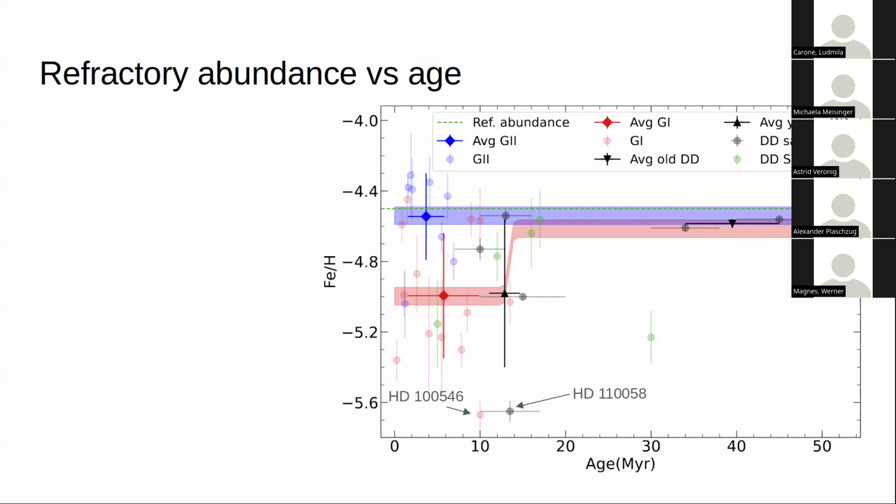This is another interesting star which I have not highlighted, but it's HR 8799, which has like 4 giant planets around. It also has a debris disk, and it also shows this very strong refractory depletion.